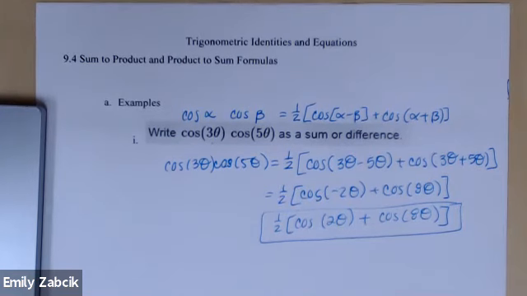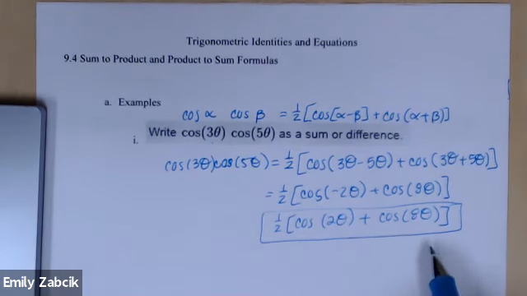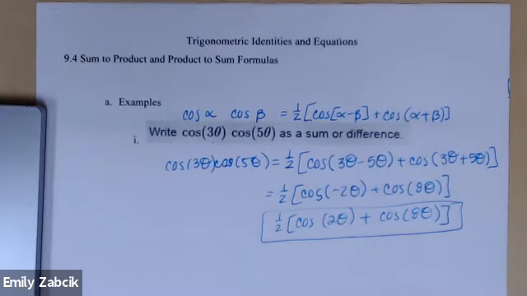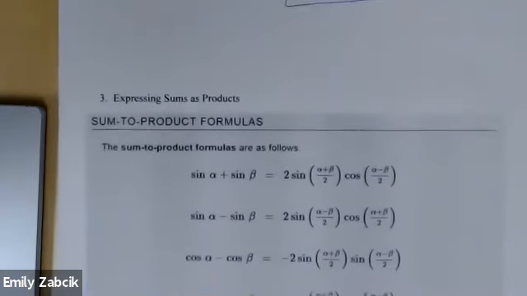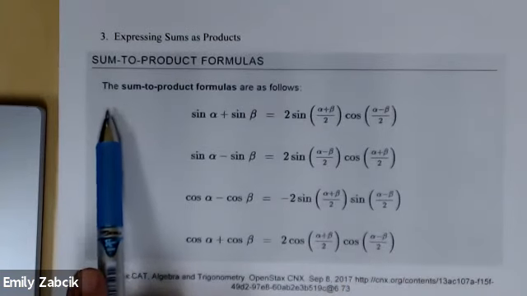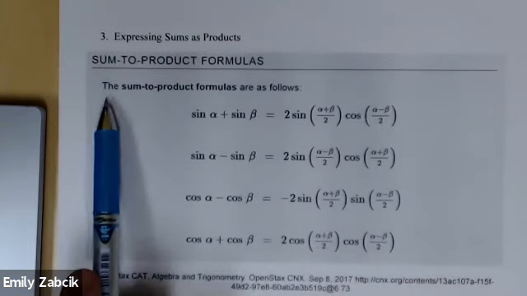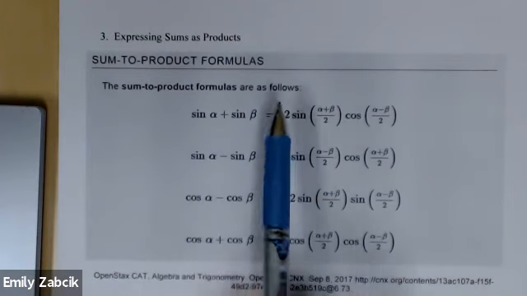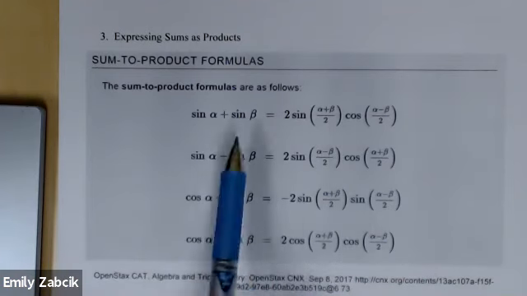Okay, so we've got our product to sum formula, how we can manipulate products and turn them into sums. And so now we're going to go the other direction. What if we have sums that we want to turn into products? We have a nice little box here from your text, and it says the sum to product formulas are as follows. You can see that we've got every possible option.